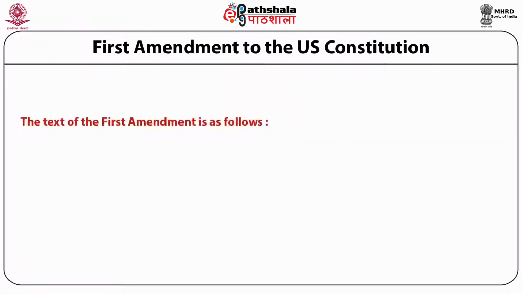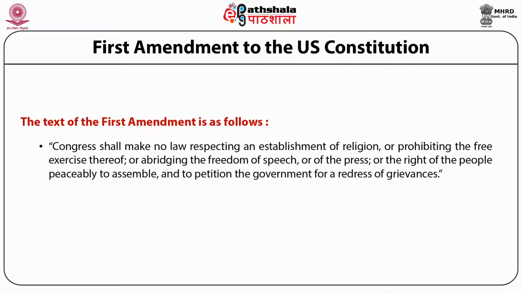Now let's come to the actual text of the First Amendment. The First Amendment went as follows, quote, "Congress shall make no law respecting an establishment of religion or prohibiting the free exercise thereof, or abridging the freedom of speech or of the press, or of the right of the people peaceably to assemble and to petition the government for a redress of grievances." The part of the First Amendment that is relevant for our purposes here is: Congress shall make no law abridging the freedom of speech. Congress shall make no law abridging the freedom of speech or of the press. That is as absolute as it gets.